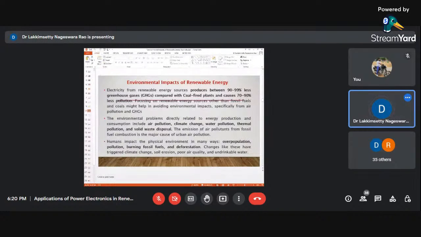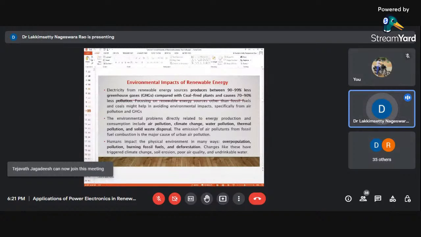Yes, sir. Right. Especially the main sector which is focusing on this is electricity from the renewable energy sources, especially between 90 to 99% less GHG, that is greenhouse gases, compared with the coal-fired power plants. We will be comparing the emission rate of the pollutants, both renewable as well as the non-renewable sources. While focusing on these fossil fuels, definitely we need to go for alternative mechanisms to treat these gases before discharging into the environment. That is the main focus.